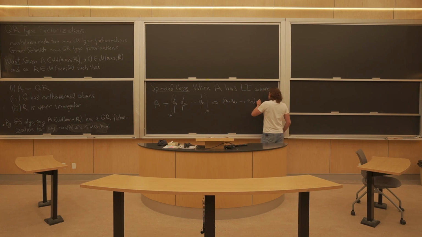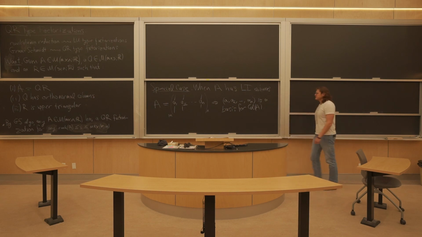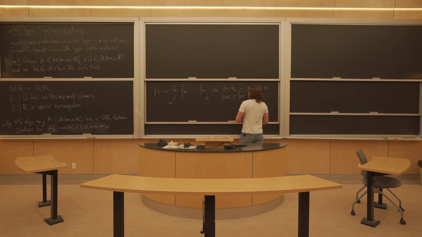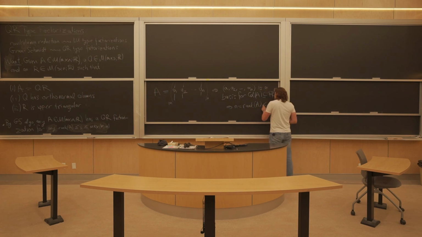So this is a basis for the column space. The column space of A is a subspace of Rm, which means that n, which is the dimension of the column space, the rank of A, is not more than m. It's a subspace of this, and n, the rank of A, cannot be larger than m.